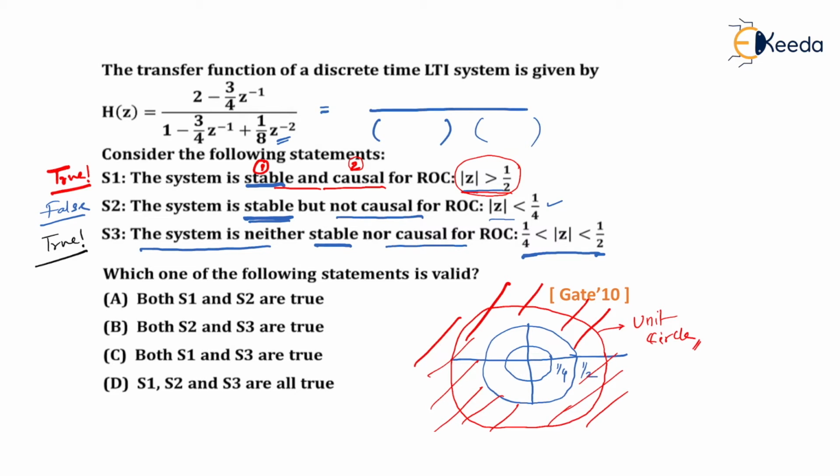So we can conclude that S1 and S3 statements are true. So option C says it all. That is, both S1 and S3 are true. I'm sure you understood this.